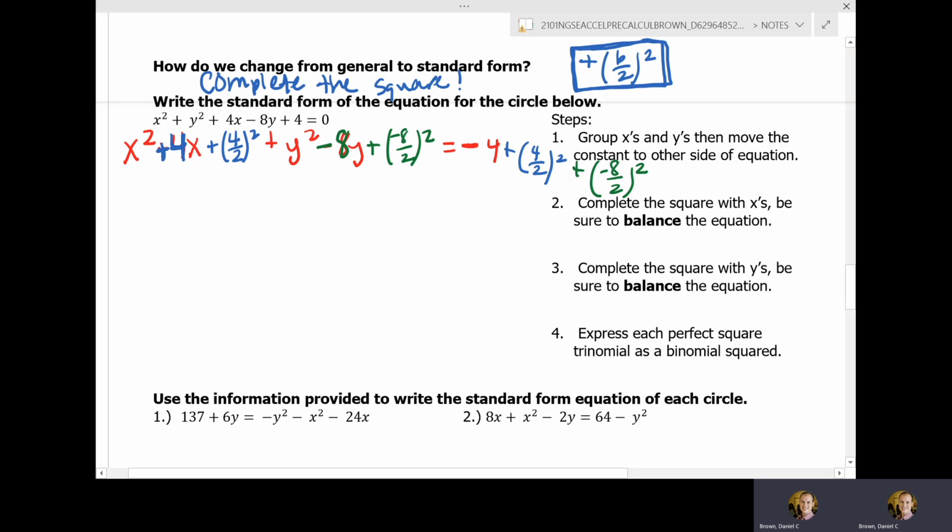Rewriting that, we have x squared plus 4x. 4 divided by 2 is 2. 2 squared is 4. Then for the y's, y squared minus 8y. Negative 8 divided by 2 is negative 4. Squared is positive 16. And on the other side, I'm adding negative 4 plus that 4 plus the 16. Again, we want to make sure we balance it.